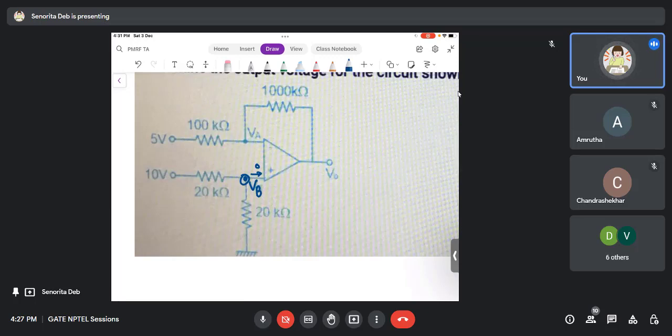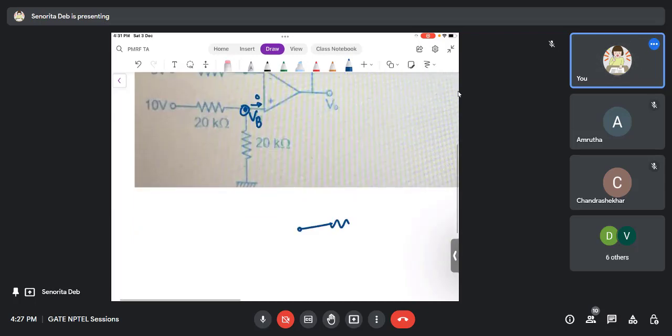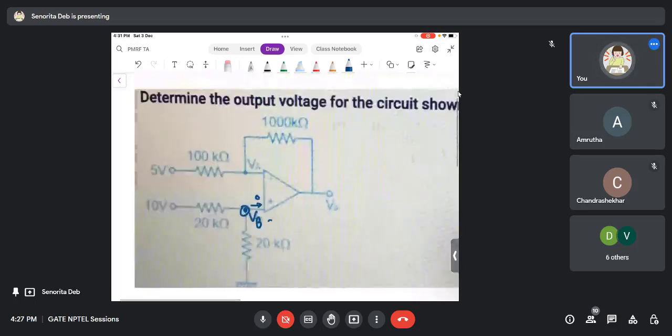Serially 20 kilo ohms are added, present. So that means it is nothing but just like this. So voltage division you can apply: 20k, 20k, 10 volts. So what will be the voltage here? 5 volts. That's it. So VB is 5 volts. So no need of applying KCL here.